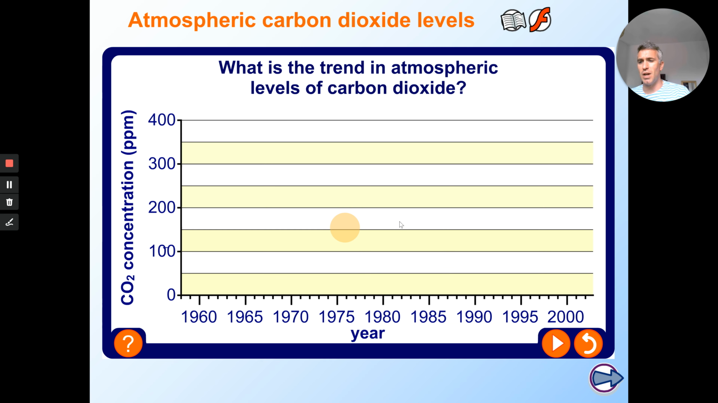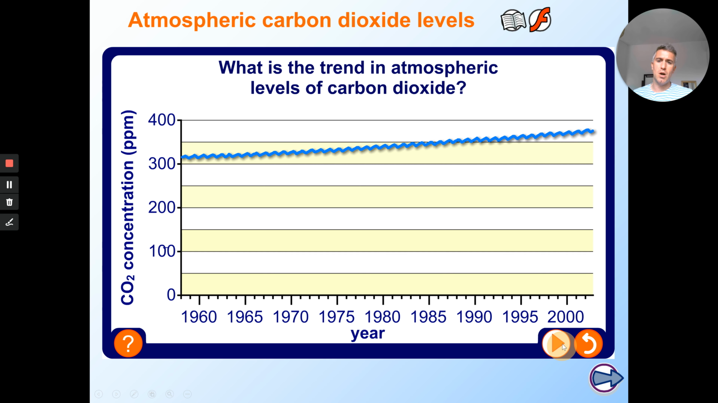What is the trend of atmospheric levels of carbon dioxide? Well, if we look at this going back to 1960 up to 2000 and something, we can see that over time, the levels of carbon dioxide have risen. Just over 300 to just below 400. Now we're above 400. Just below 300 to over 400. So it's a constant rise.